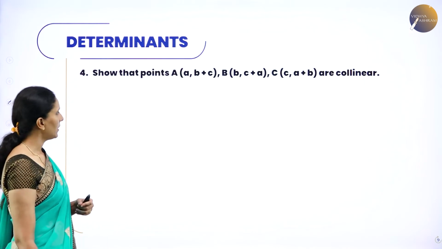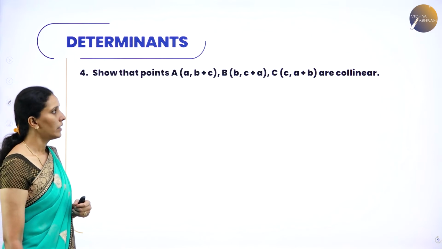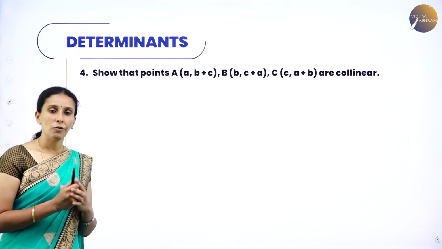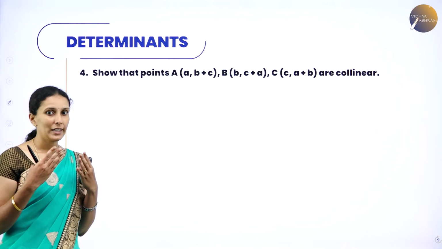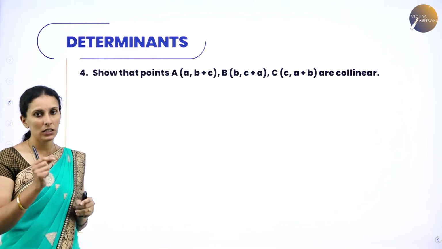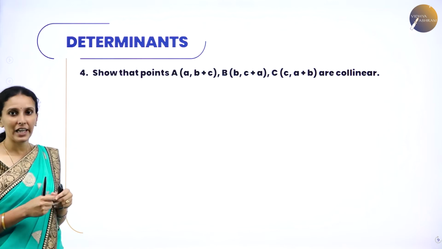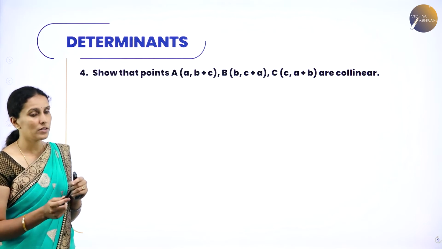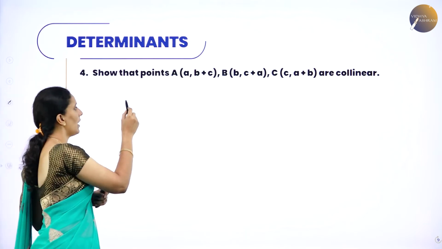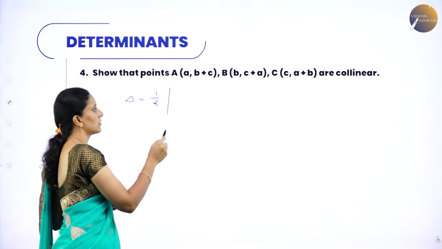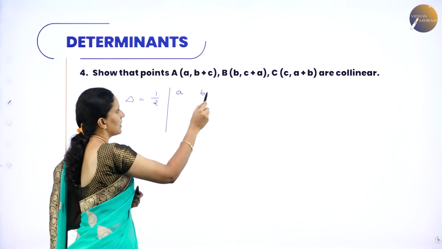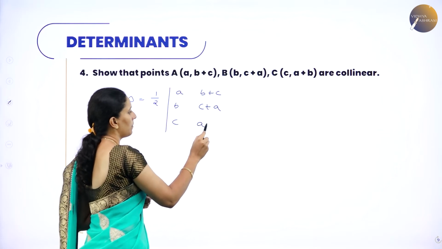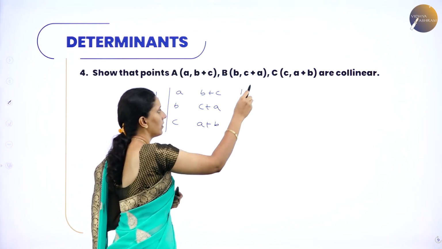Next one, show that the points (a, b+c), (b, c+a), (c, a+b) are collinear. So, how to show that 3 points are collinear? Whenever you get the area of a triangle as 0, that means the 3 points are collinear. So, let us find the area of the triangle for these points. Let me show that delta is equal to 0. If delta is equal to 0, then the points are collinear. So, now we have delta is equal to half of the determinant a, b+c, 1; b, c+a, 1; c, a+b, 1.